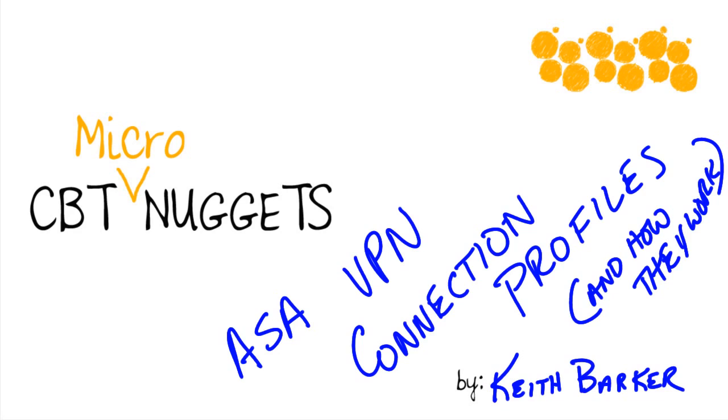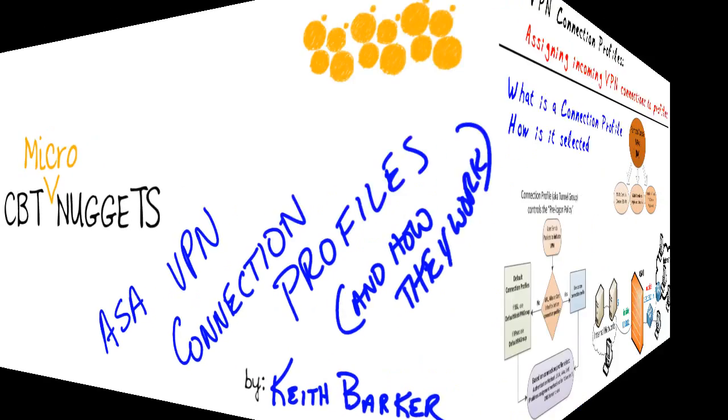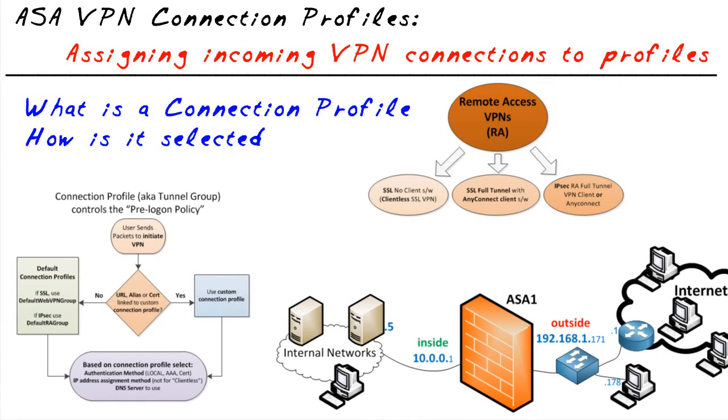In this MicroNugget, we'll take a look at, first of all, what they do, how they operate, and how the ASA decides on which connection profile to use to authenticate an incoming request. Let's jump in. In this MicroNugget, we're going to take a look at what exactly is a connection profile in the world of the ASA with remote access VPNs, and we'll take a look at how it's selected. The first things first, why is it important?